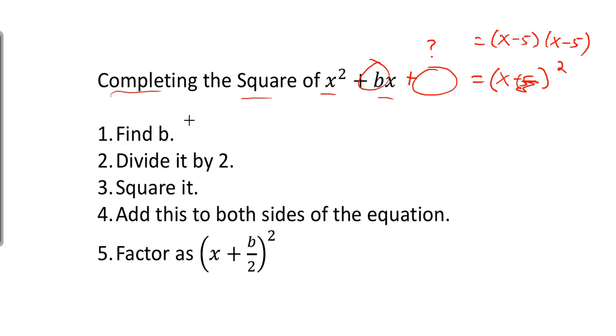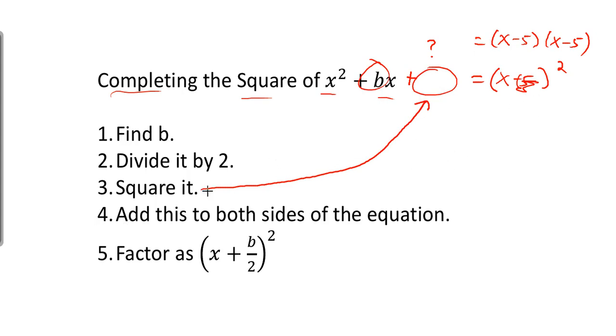You find b, whatever b is equal to, you divide it by 2, so you'll get a result from that. Sometimes it'll be a fraction, sometimes it won't. You square it, you raise it to the second power. Whatever you get from that result, that is the magic missing number that you need to add to this expression to make it factor the way you want it to factor.